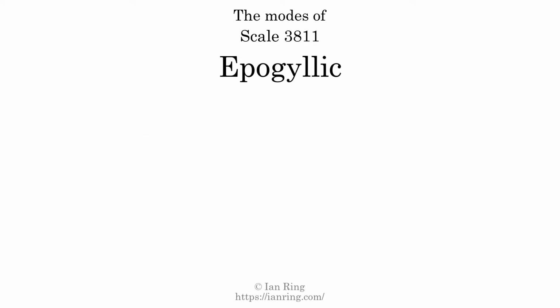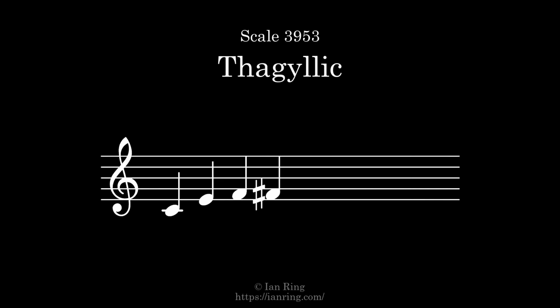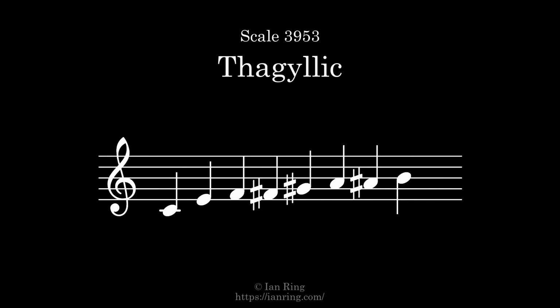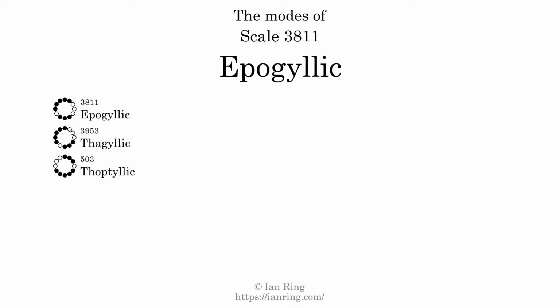This scale has 8 modes. The first mode is itself. The second mode is scale 3953, also known as Epogyllic. It sounds like this. The third mode is scale 503, also known as octatonic. It sounds like this.